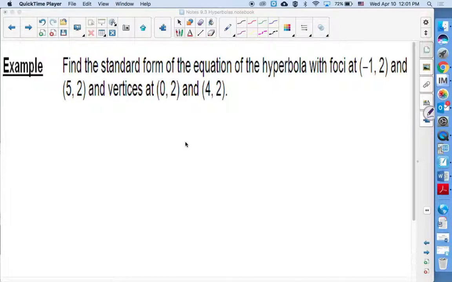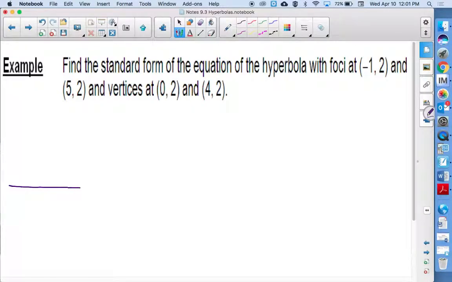So we have vertices and foci. Do you want to graph them so that you can look at it visually? Then you understand where everything is kind of spaced. So we have a point at -1, 2 and 5, 2. Those two values are the furthest points, now for hyperbolas they should be kind of outside. The vertices would be then at 0, 2, and 4, 2.